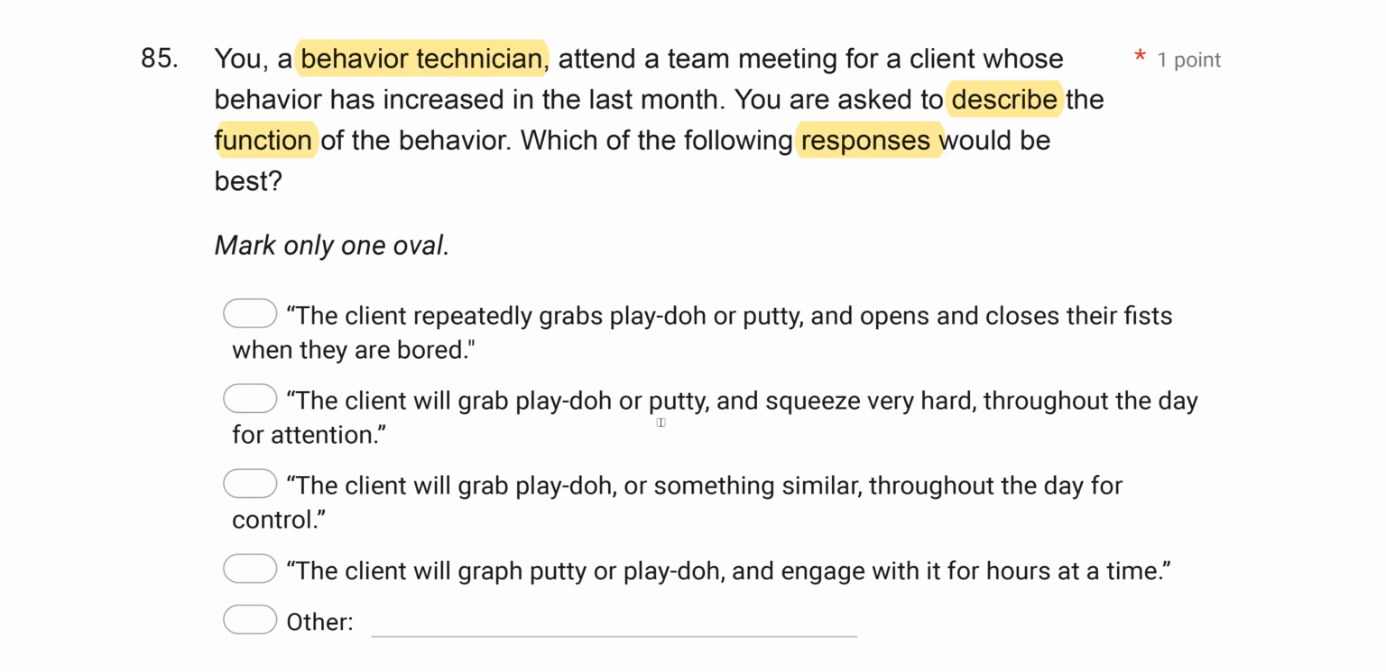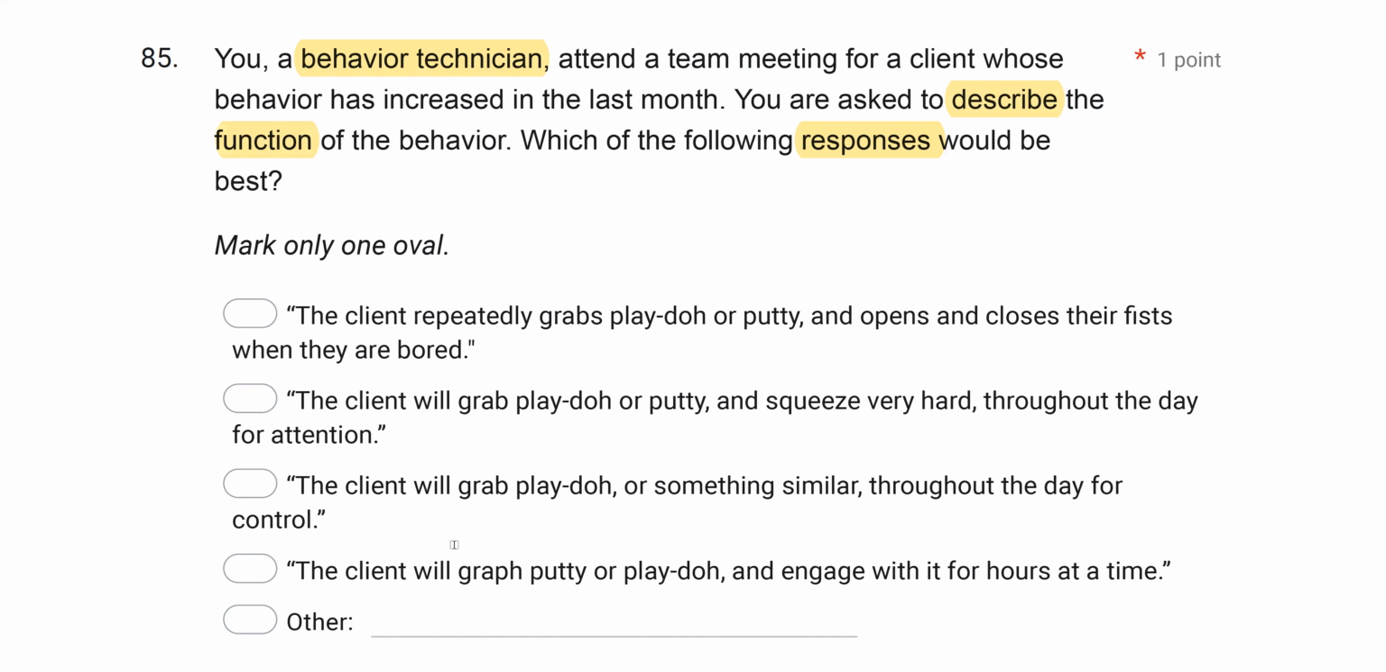B, the client will grab Play-Doh or putty and squeeze very hard throughout the day for attention. All right, this is better. And why? Well, we have a function. We have attention. So we're actually describing the function. B is better. Read all your answer choices. C, the client will grab Play-Doh or something similar throughout the day for control. Is control one of our four functions? It is not. Do not mistake control for a function. It is not a function.